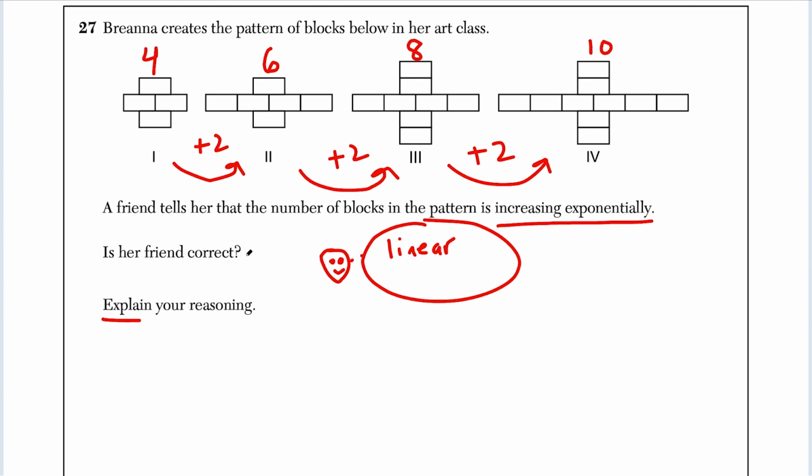So is her friend correct? I would first say no, her friend is not correct. So no, and why not? Because the pattern is increasing with a constant rate of change.